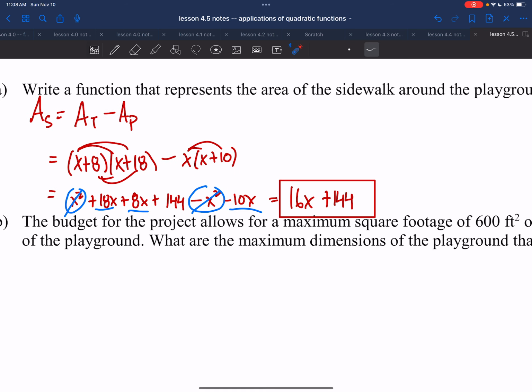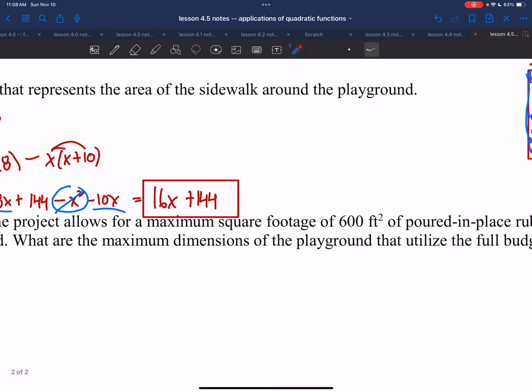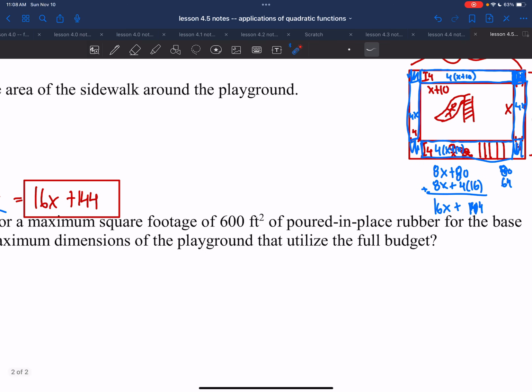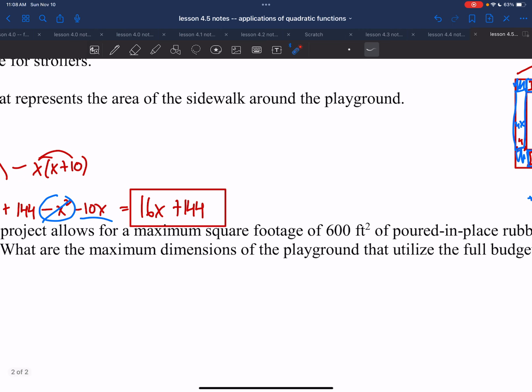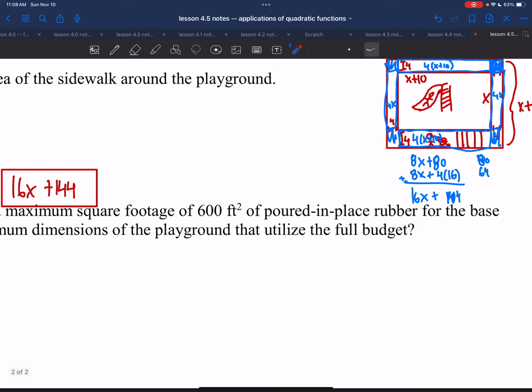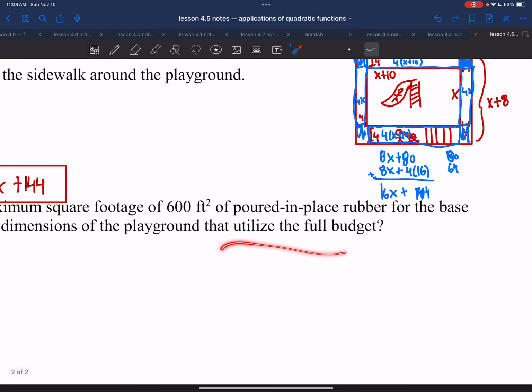Hooray. The budget for the playground allows for a maximum square footage of 600 feet squared of poured-in-place rubber for the base of the playground. What are the maximum dimensions of the playground that utilize the full budget?